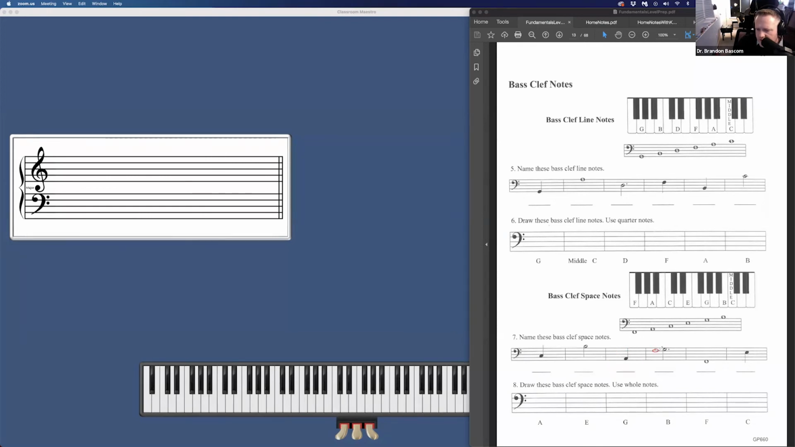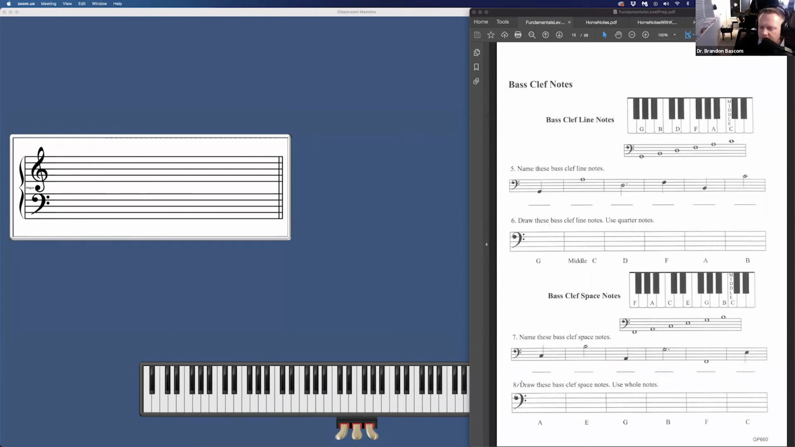F clef F, step up, and we get bottom space A, skip down, and we get F clef F, step down, and we get fill in the blanks. Okay.